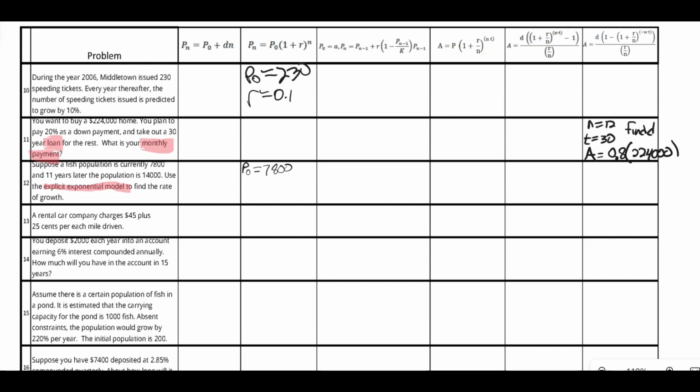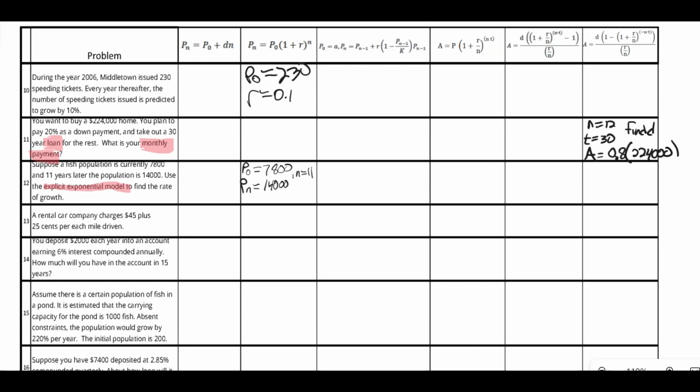7,800. We have 11 years, so we have n equals 11. The population in the future would be P sub n. It's technically P sub 11, but for the formula, we'd plug it into the P sub n. And that's it. We have P sub n, P sub 0, and we could solve for R. This one would take a root to solve, but that's not this video.